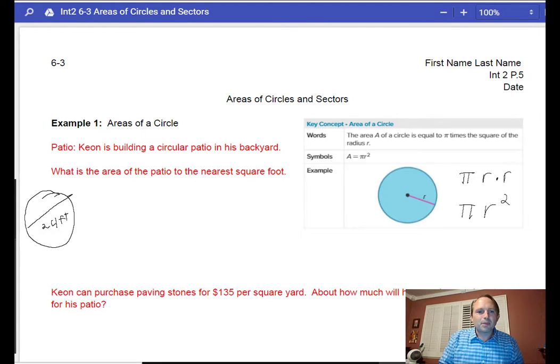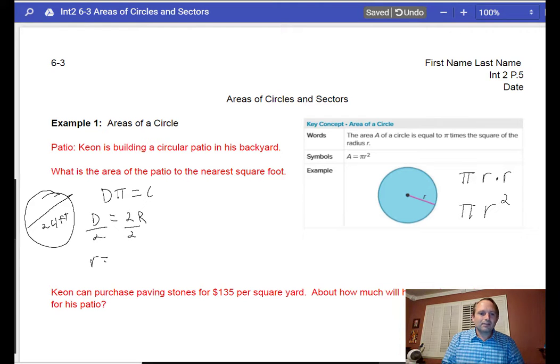Now, I always like to remember this. When you eat d pi, your circumference grows. But that has nothing to do with this. Just know that the diameter is equal to 2 times the radius. So if we know that the diameter is 24 feet, we can divide by 2 on both sides using the division property of equality, and we get that the radius is equal to 12 feet.